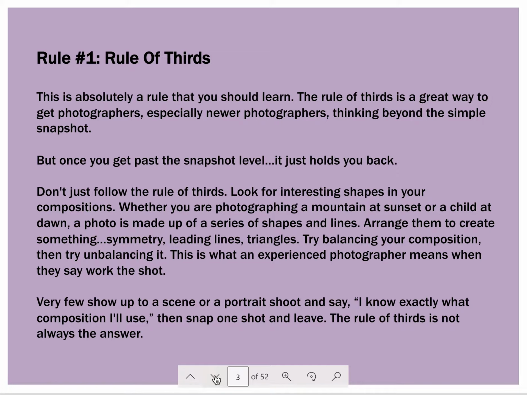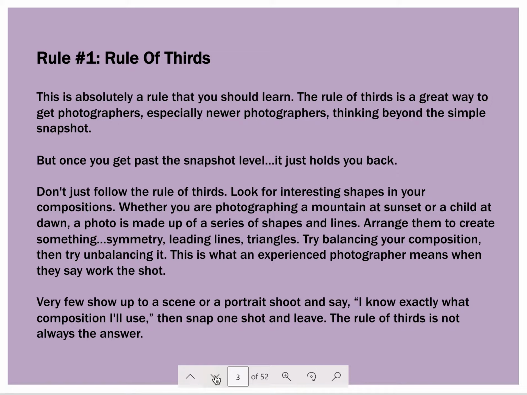Number one, rule of thirds. You absolutely want to learn this. The rule of thirds is really great for new photographers to start thinking beyond simple stand up, take a picture. You want to start placing your objects on those thirds lines, right? So if you look at the composition, you want to break your composition into thirds and start using those thirds for locating your objects.